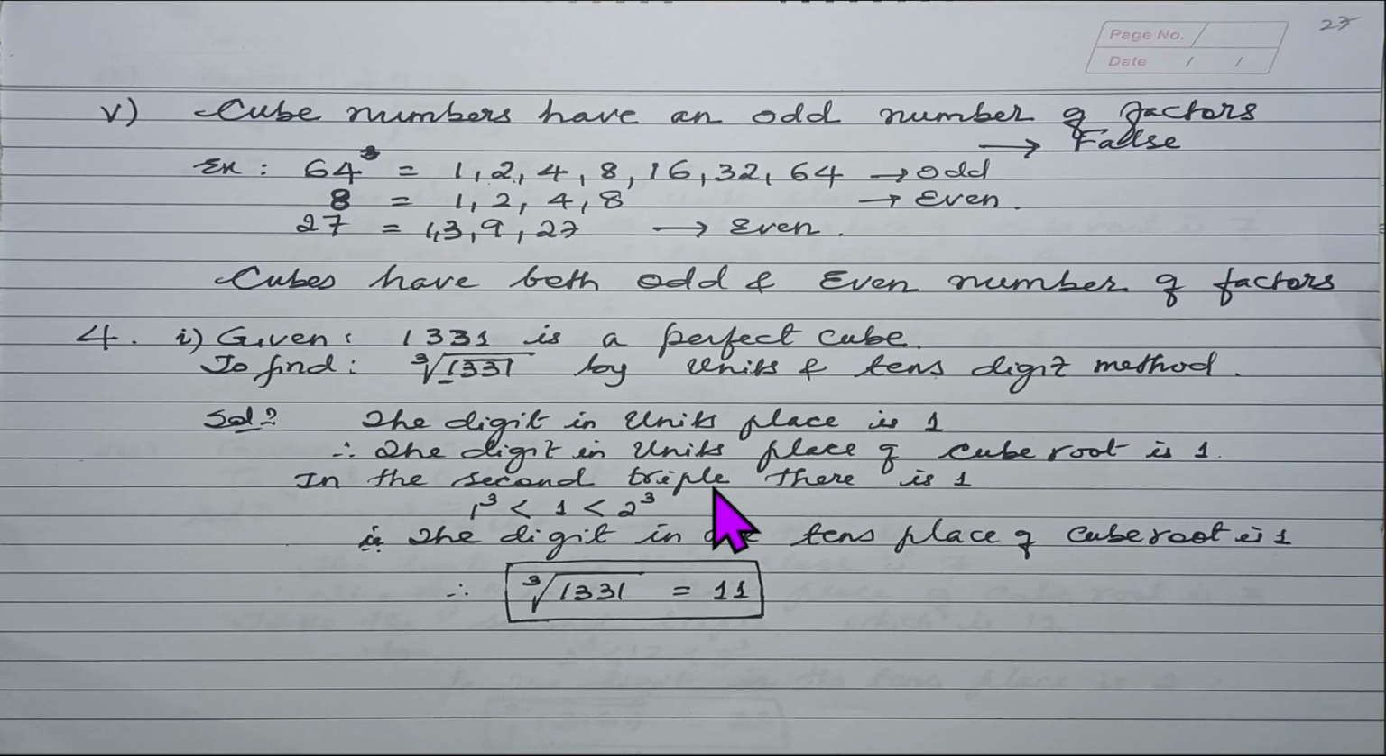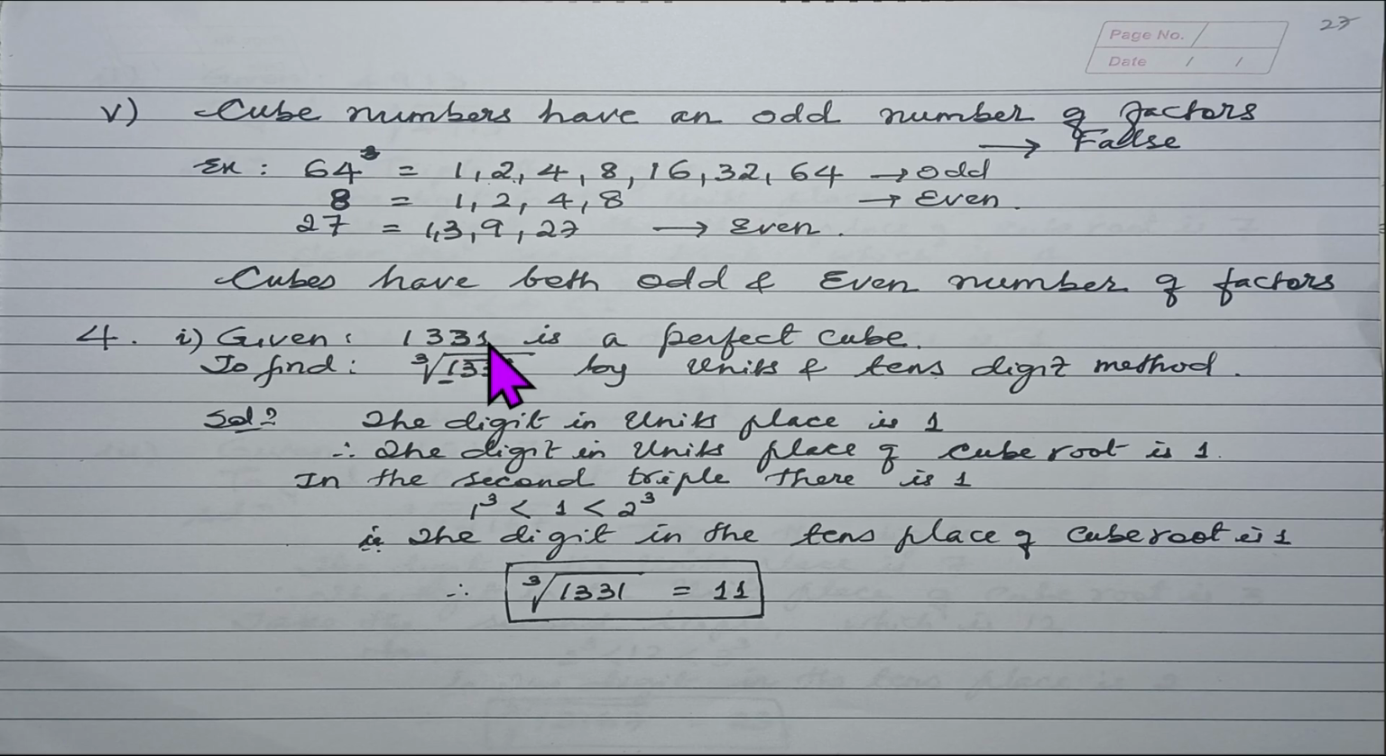Now coming to the next question. Cube numbers have an odd number of factors. Let us understand this with examples. 64 is a cube. The factors are 1, 2, 4, 8, 16, 32, 64. The number of factors is odd. 8 is a cube. The factors are 1, 2, 4, 8, an even number. 27 again has an even number of factors. So therefore cubes have both an odd number of factors and an even number of factors, not only odd or only even.